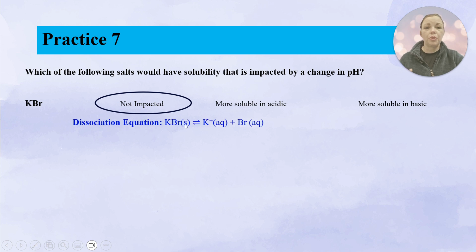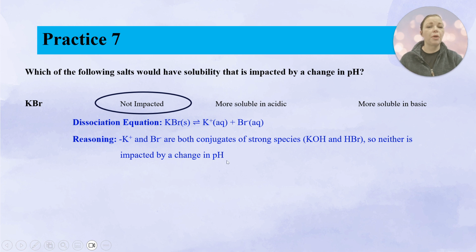So the dissociation equation for KBr is K+ and Br-. Both of these are conjugates of strong species. K+ is the conjugate of KOH, which is a strong base. Br- is the conjugate of HBr, which is a strong acid. So if you add H+ or OH-, you're not going to have anything that is going to remove your K+ or Br- from your system, and therefore neither is going to be impacted by the change in pH.